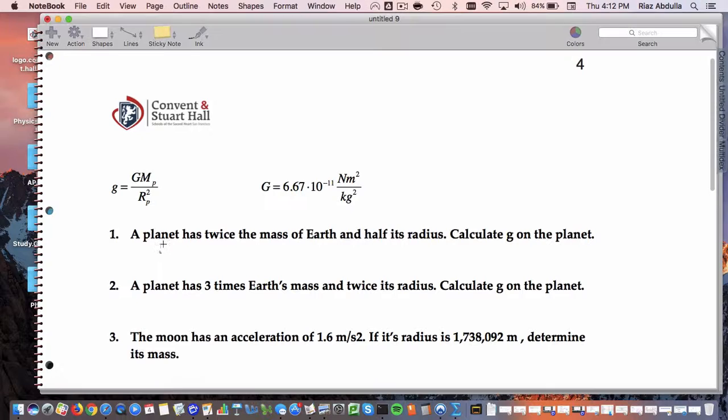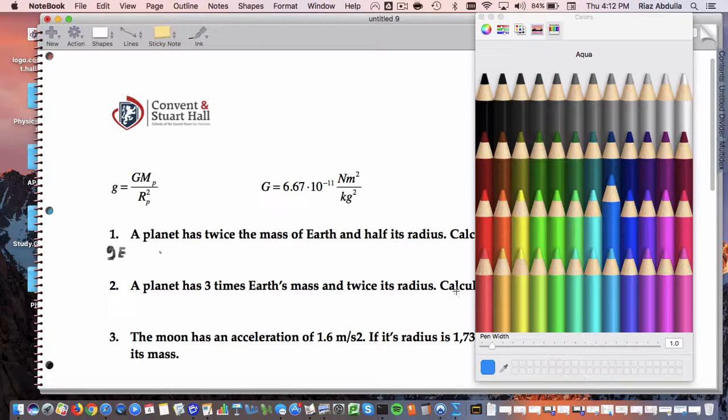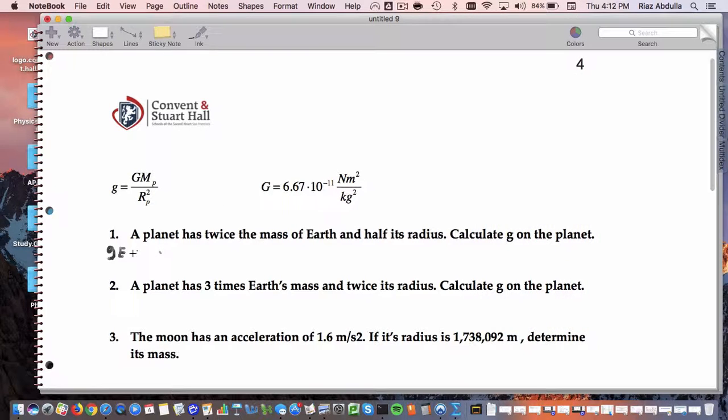We did this problem in class, but I want to rework it just so that we have it complete on the homework. So a planet has twice the mass of Earth and half its radius. So we've got to calculate g on that planet. First of all, g on Earth is given by a simple formula: capital G, mass of the Earth, divided by the radius of the Earth squared.